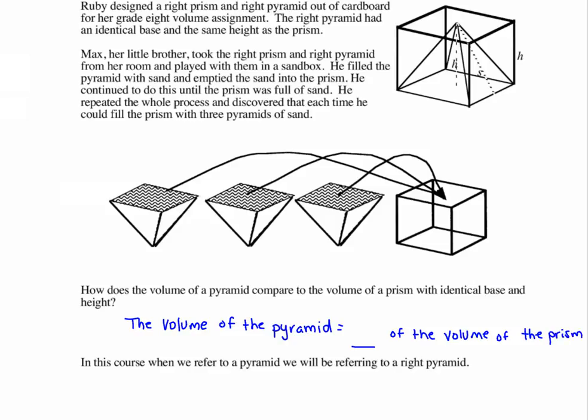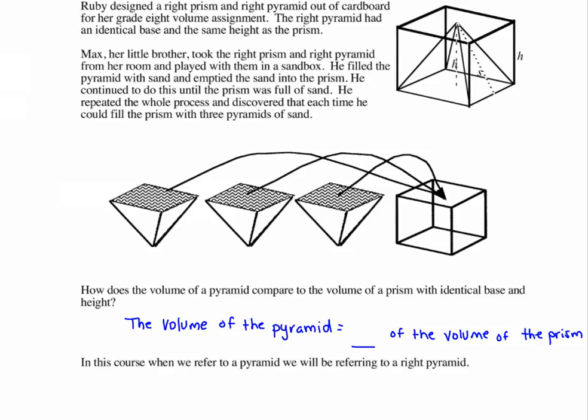So what's that relationship? Is the volume of one pyramid 3 times the prism? Or is it 1/3? Which one is a smaller volume? Okay, the pyramid or the prism? Who had smaller volume? The pyramid, right? It took 3 of these, 3 pyramids equal 1 cube.